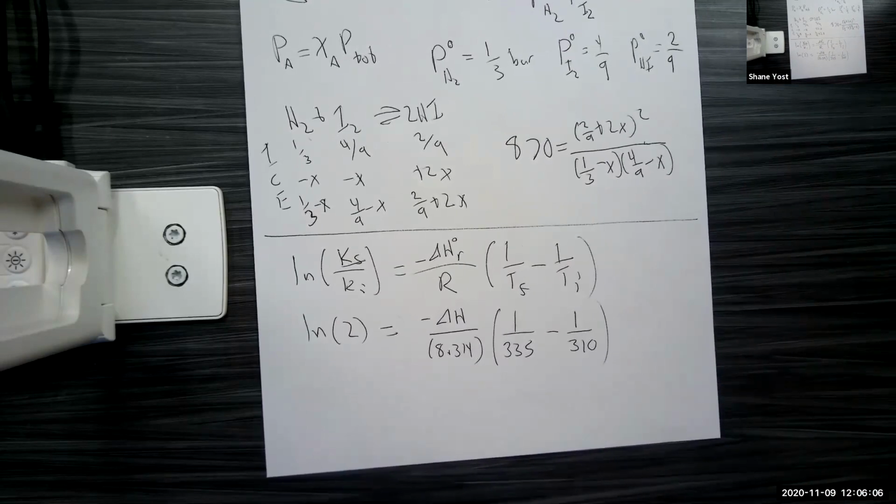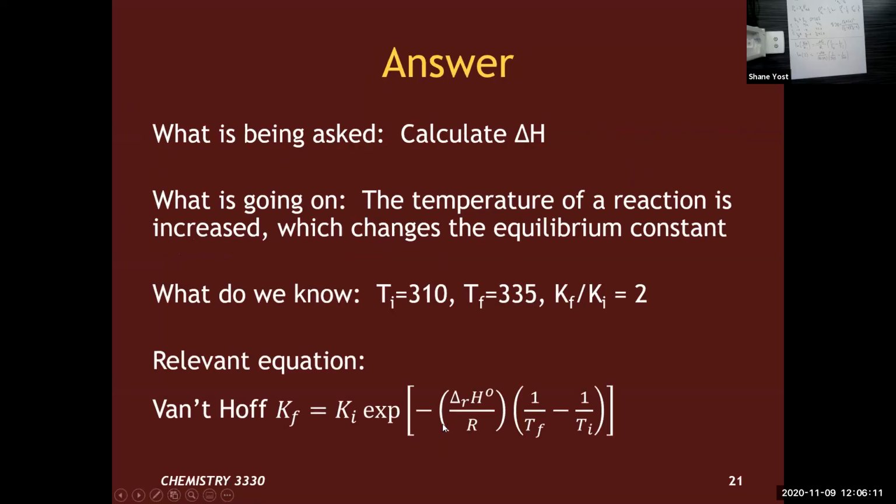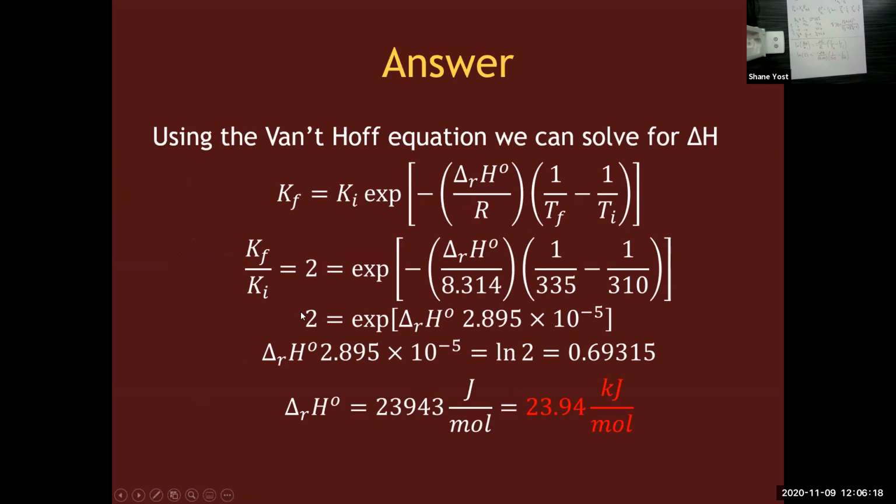So we'll go back to the slides here. That's done, right? Here I used the kind of rearranged form. I don't know why I started with that equation here. But that's basically what I did right here: 1 over T final minus 1 over T initial, divided by R, is this right here. And then I have the natural log of 2.